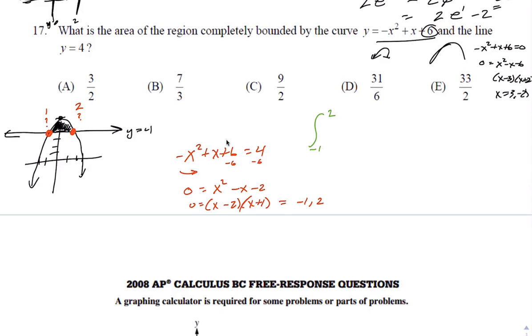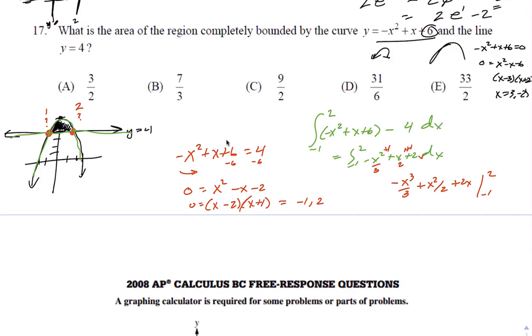Top minus bottom. My top equation is the parabola. So negative x squared plus x plus 6 minus the bottom equation, which is y equals 4, dx. Simplify a little bit first. I'm going to get negative x squared plus x plus 2 dx. Now we can integrate it: the power divided by my new power. So I get negative x cubed over 3 plus x squared over 2 plus 2x from negative 1 to 2.